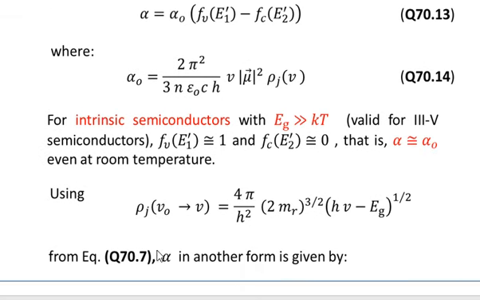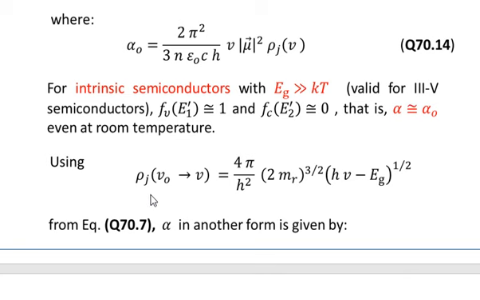So using rho j with nu naught replaced by nu, we have 4 pi over h square multiplied by (2 mr) raised to power 3 by 2, and then the square root of h nu minus Eg. We have introduced rho j earlier, you know that. Here nu naught was present, which we have replaced by nu. And this is from equation number 70.7.